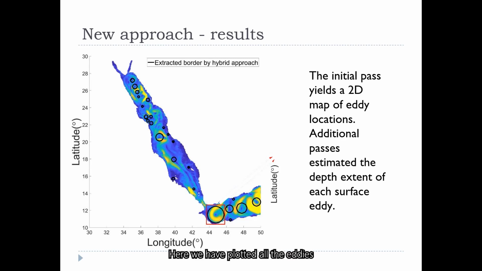Here we have plotted all the eddies we detected by applying the hybrid method to the first time step of the first ensemble member of the Red Sea dataset against the velocity magnitude map.